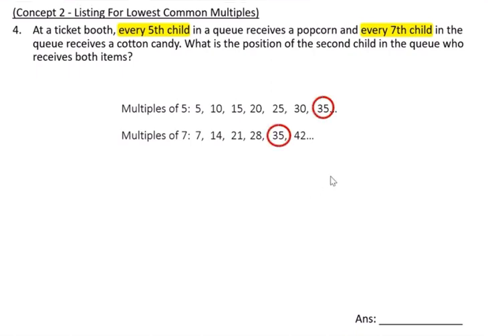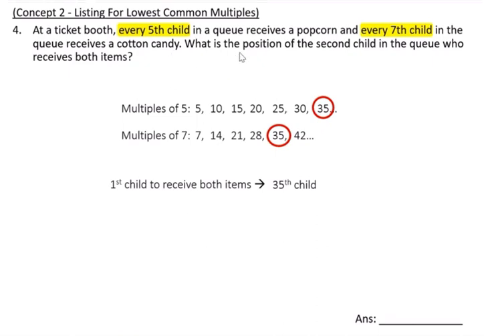35th. Yes, the 35th child. So some of you might not be able to understand why 35? Because you see that the multiples of 5 are the positions of the children getting the popcorn. These will be the ones getting the cotton candy. So can you see that 35 appears on both? That's the lowest common multiple, which means the first child to receive both items is the 35th child.